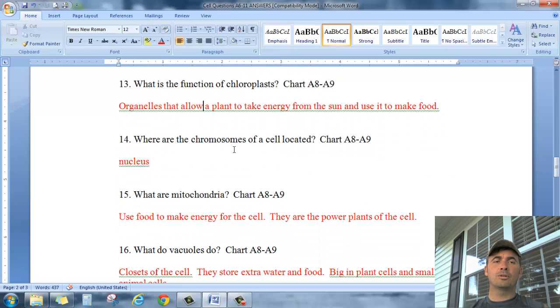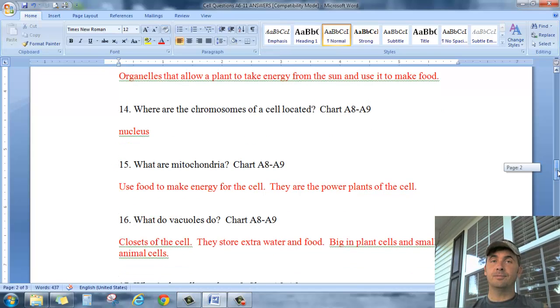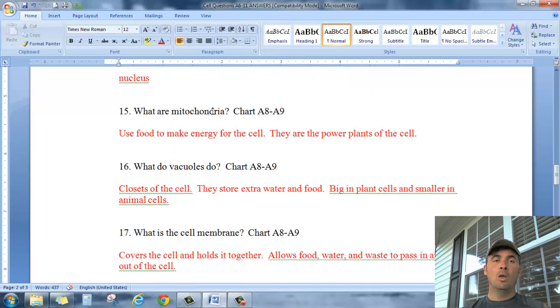Number 14, where are the chromosomes of a cell located? Chromosomes are located in the nucleus of the cell. Don't worry if you don't understand that, you will. What are mitochondria? The mitochondria use food to make energy for the cell. They are the power plants of the cell.